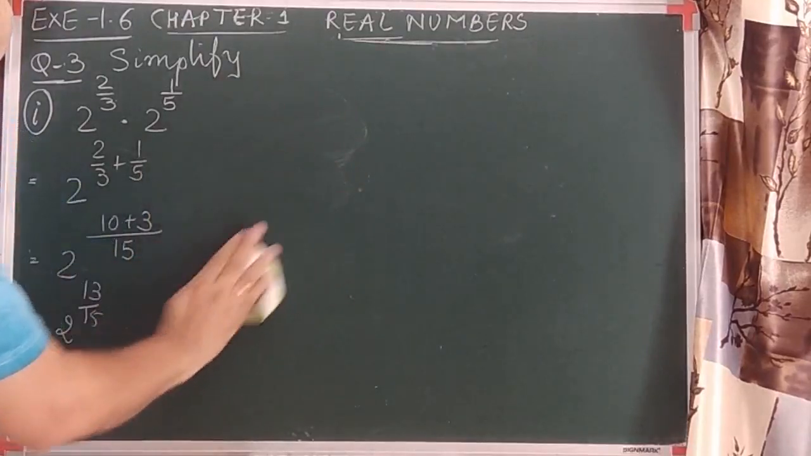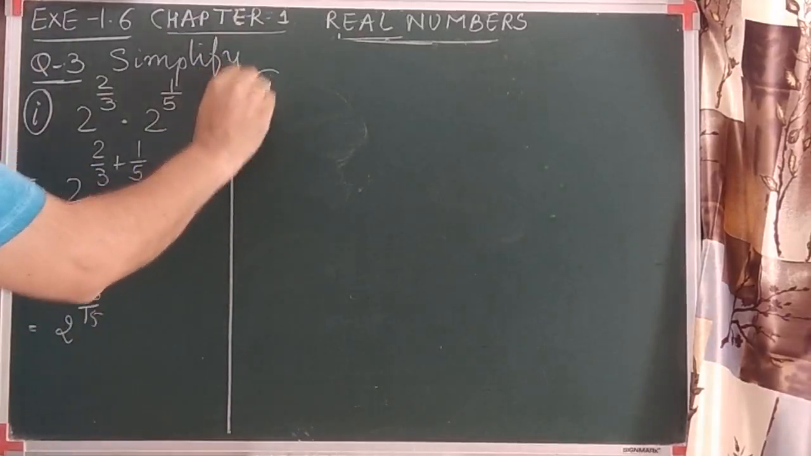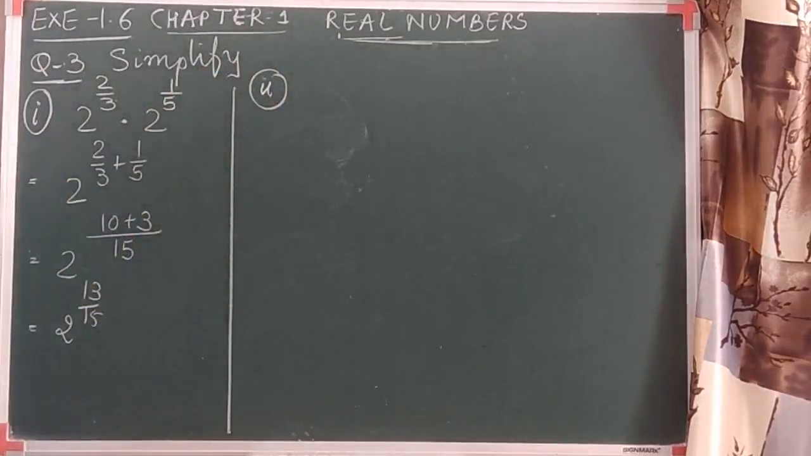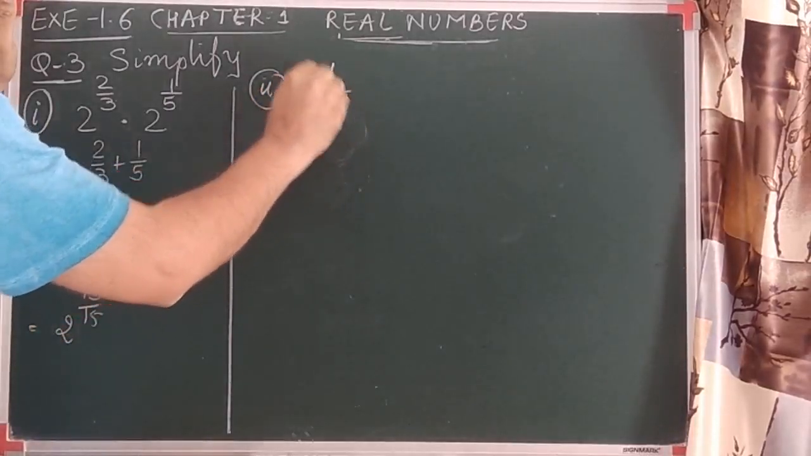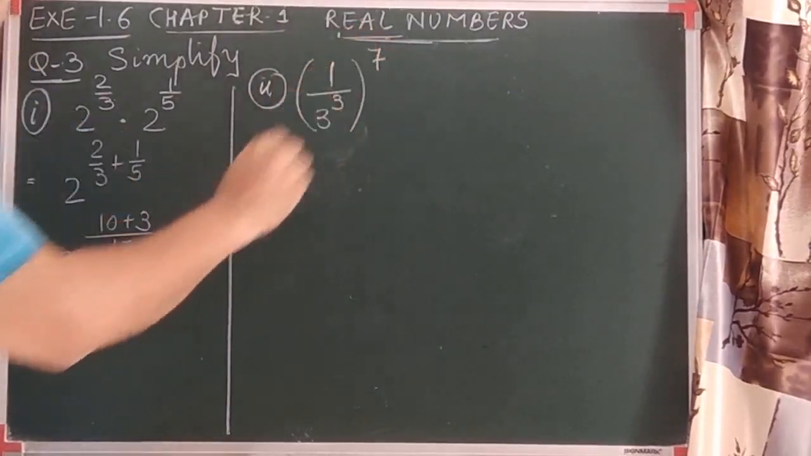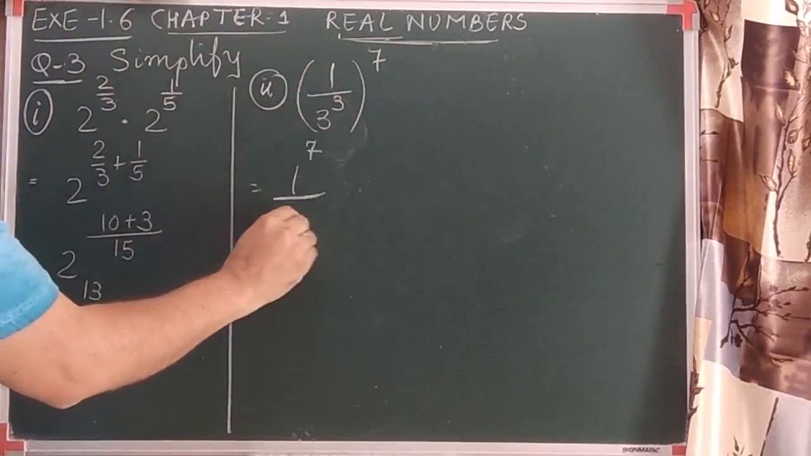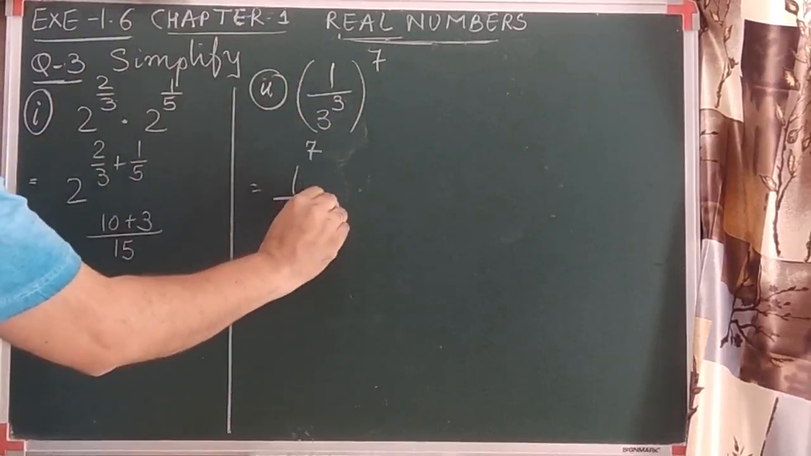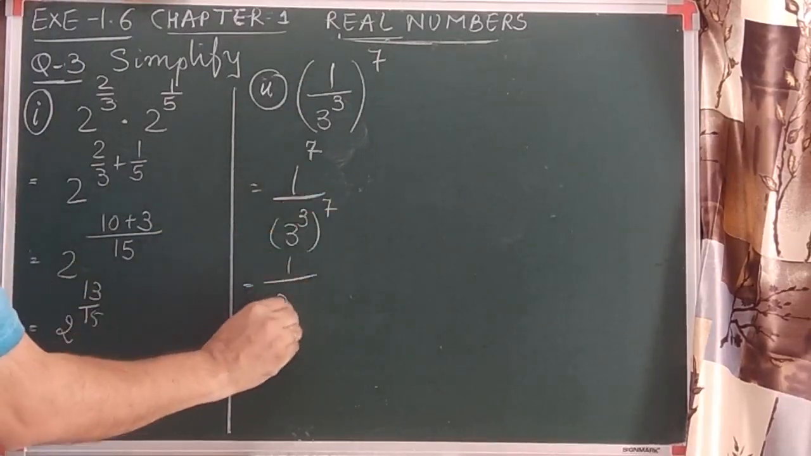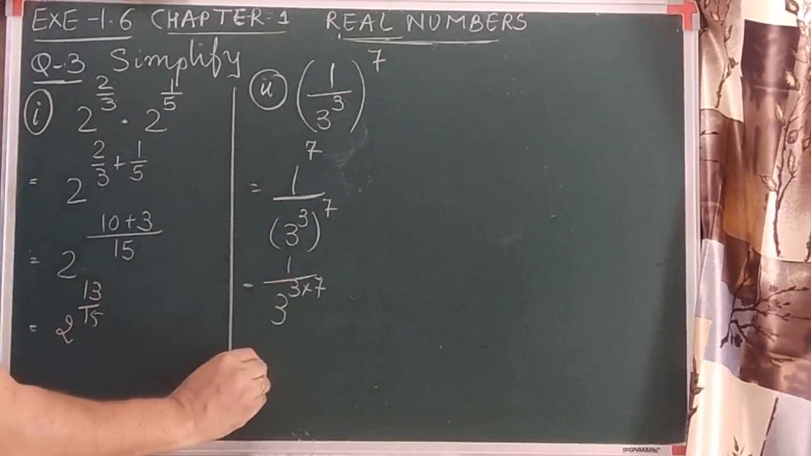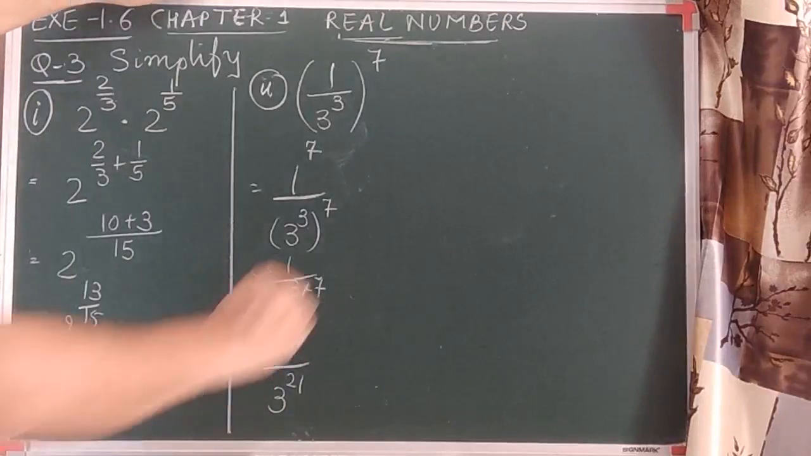Of the same kind of question. Simplification. It is 1 upon 3 raised to 3, whole raised to 7. Let us give this power to both the numerator as well as the denominator. We know that whatever the power, 1 to that power is always 1, and these both are supposed to be multiplied, 3 times 7, 7. So the answer is 1 upon 3 raised to 21. Let us see one more question.